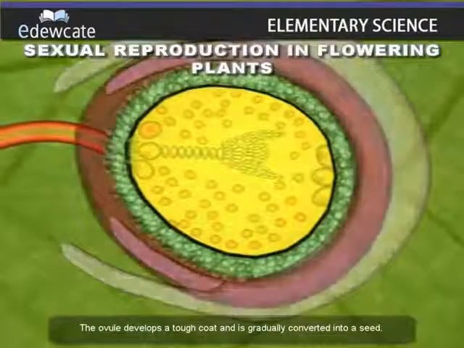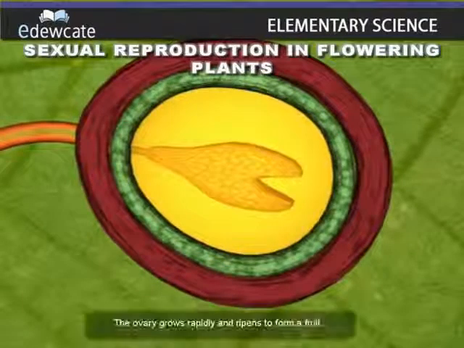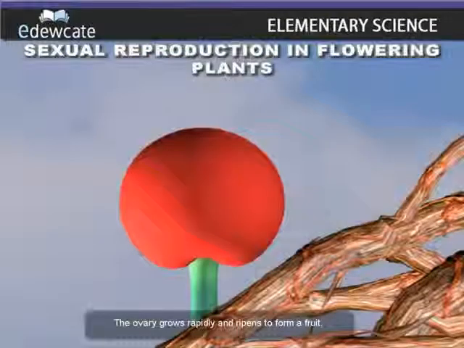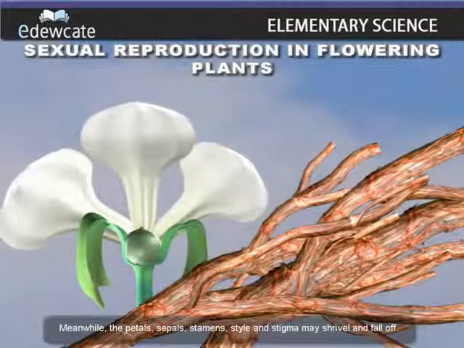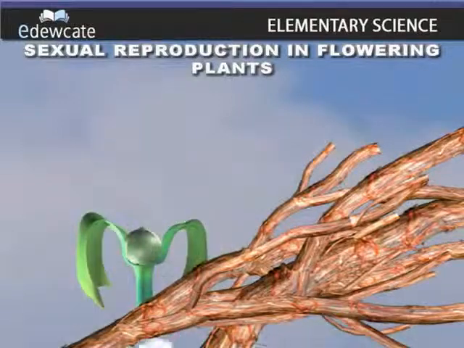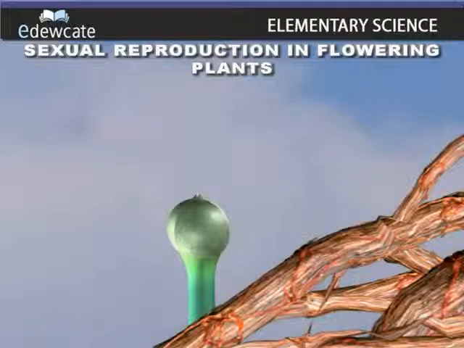The ovule develops a tough coat and is gradually converted into a seed. The ovary grows rapidly and ripens to form a fruit. Meanwhile, the petals, sepals, stamens, style, and stigma may shrivel and fall off. This is the reason why, at times, flower parts still persist in a fruit.